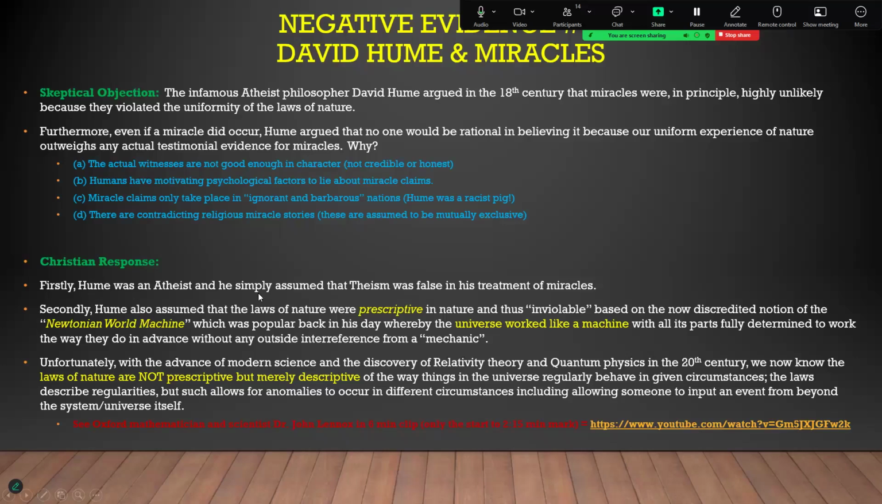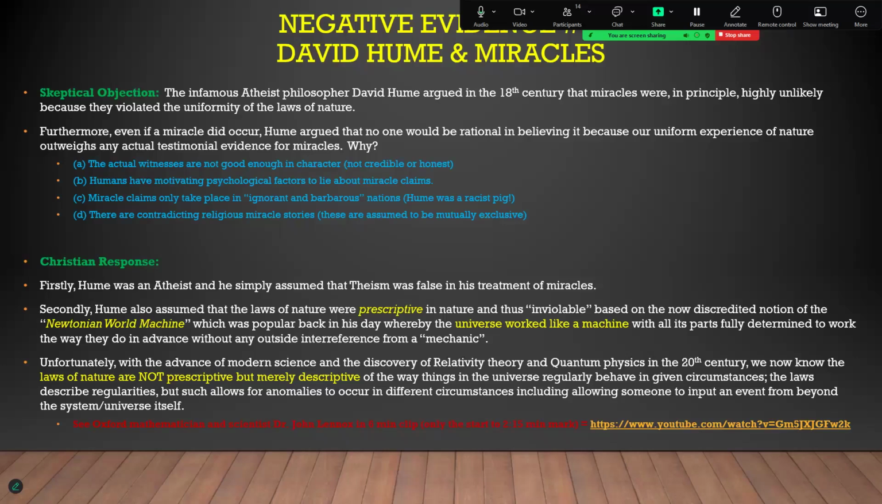Firstly, Hume was an atheist, and his argument here just assumes that theism is false, whereby theism is the notion of a God who is transcendent to nature. He's the creator of the laws of nature. It's not like God is constrained by the law of gravity or something like that, right? And it comes down to Hume assuming that the laws of nature were prescriptive. They were basically the gods that dictate everybody, including what God can't do.